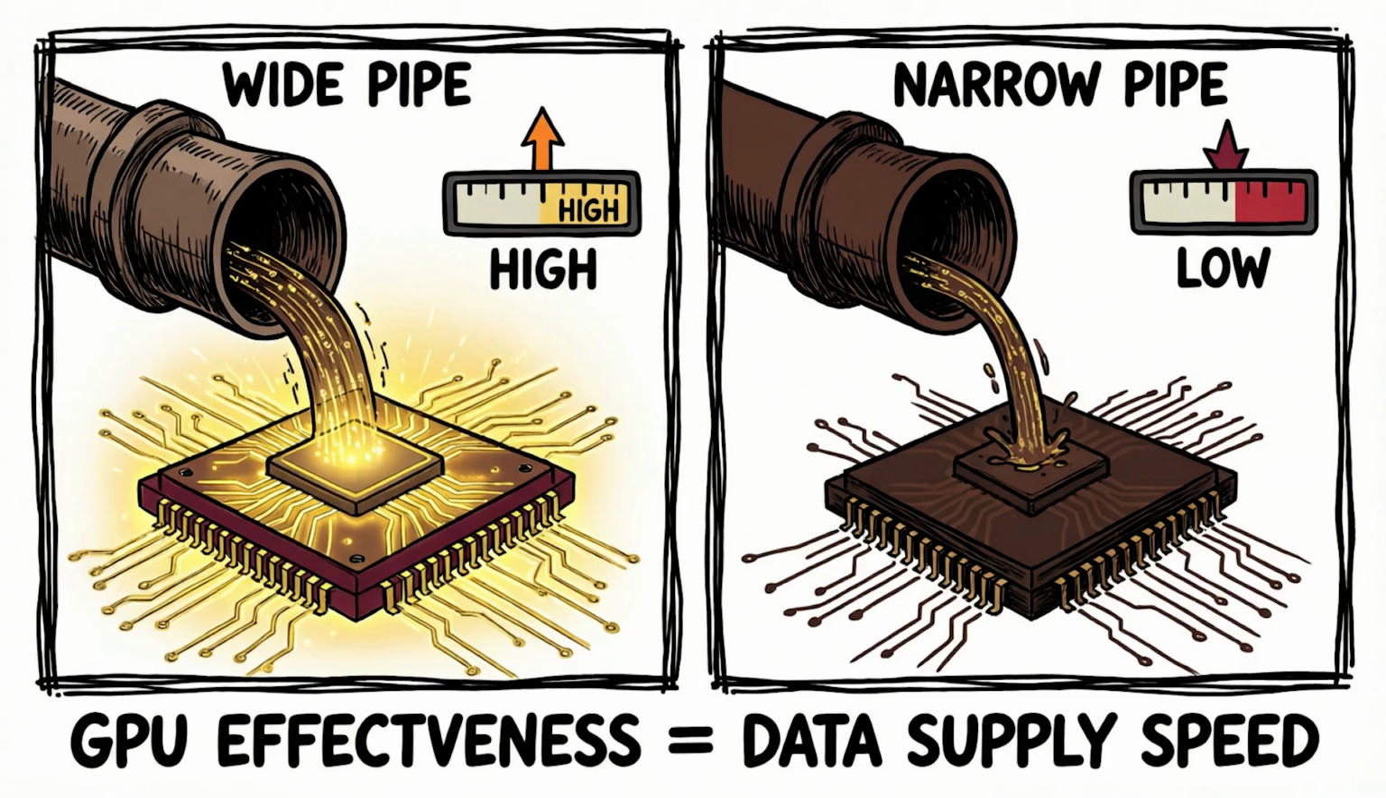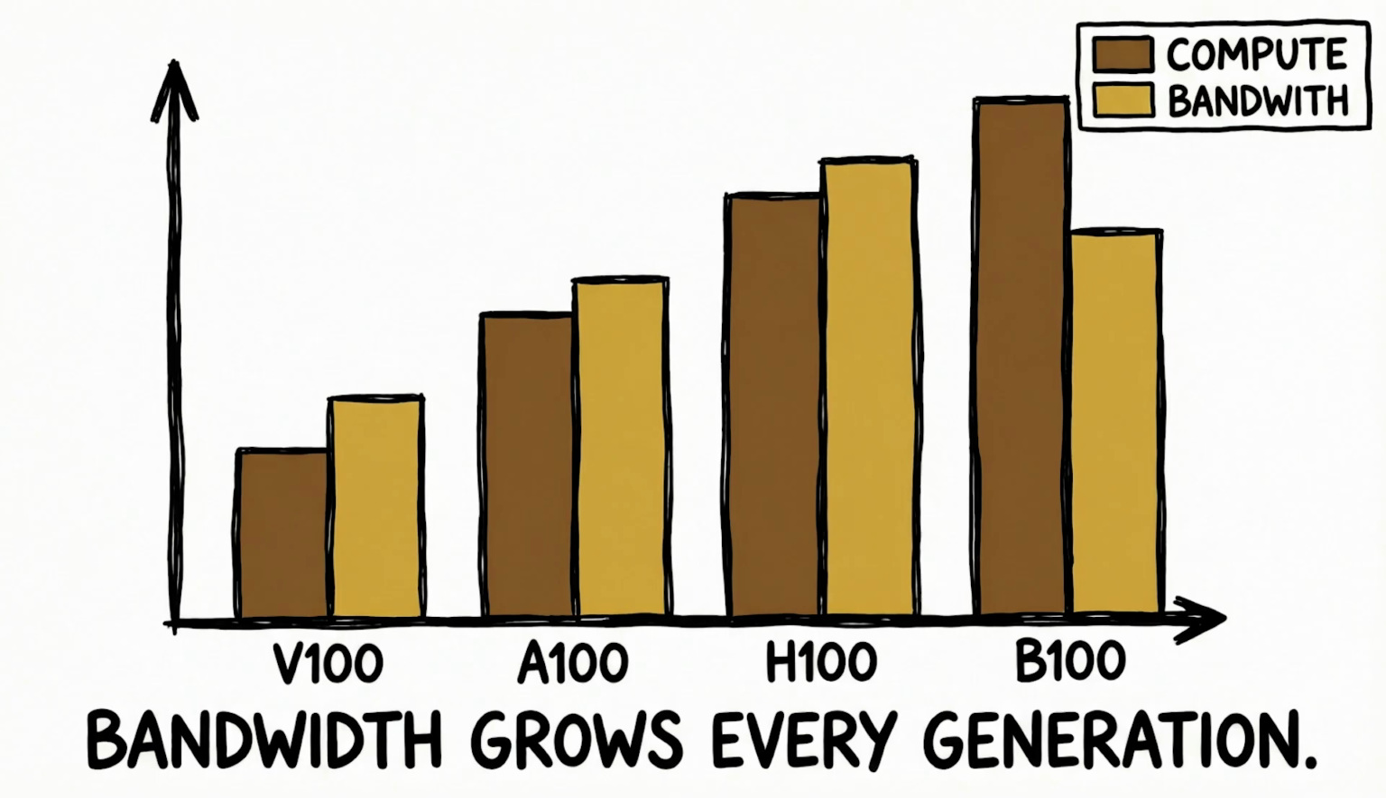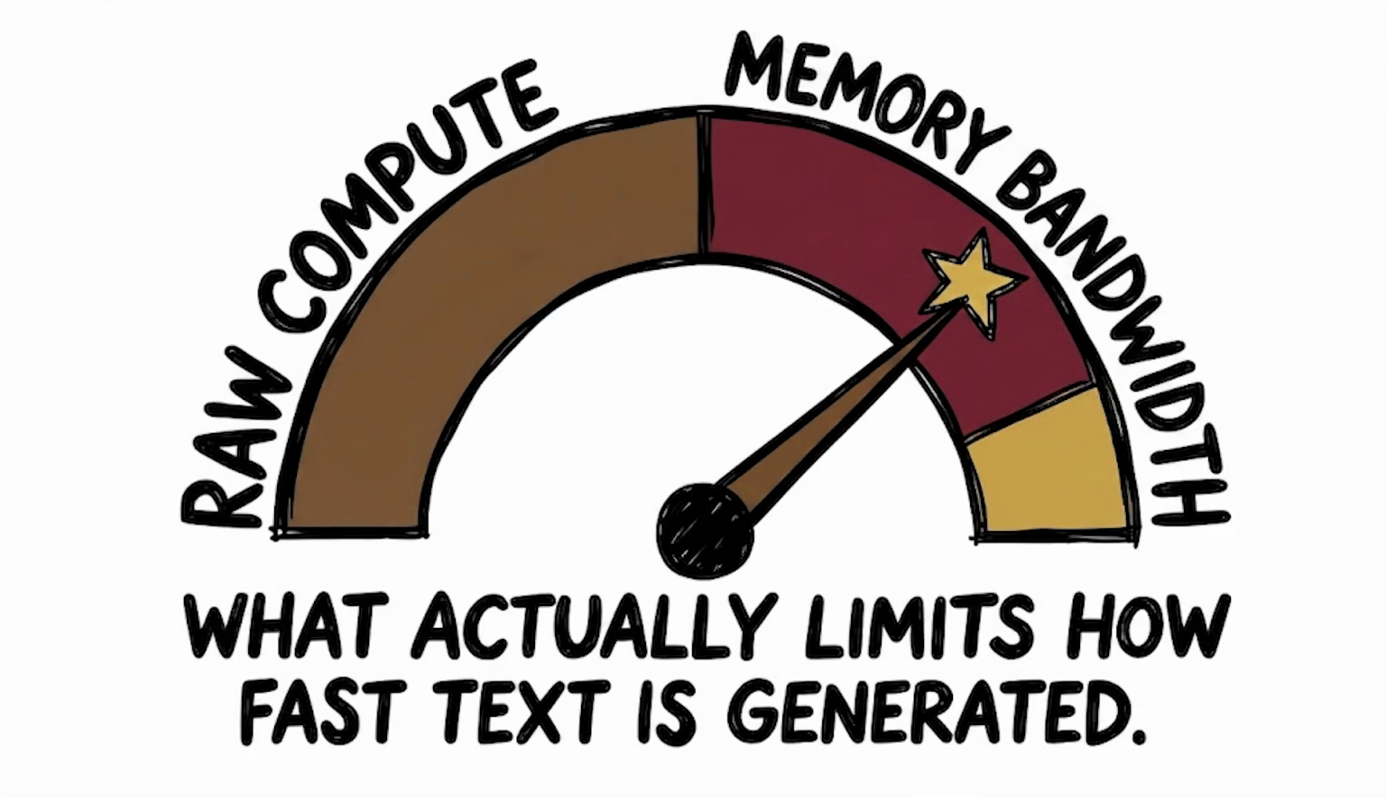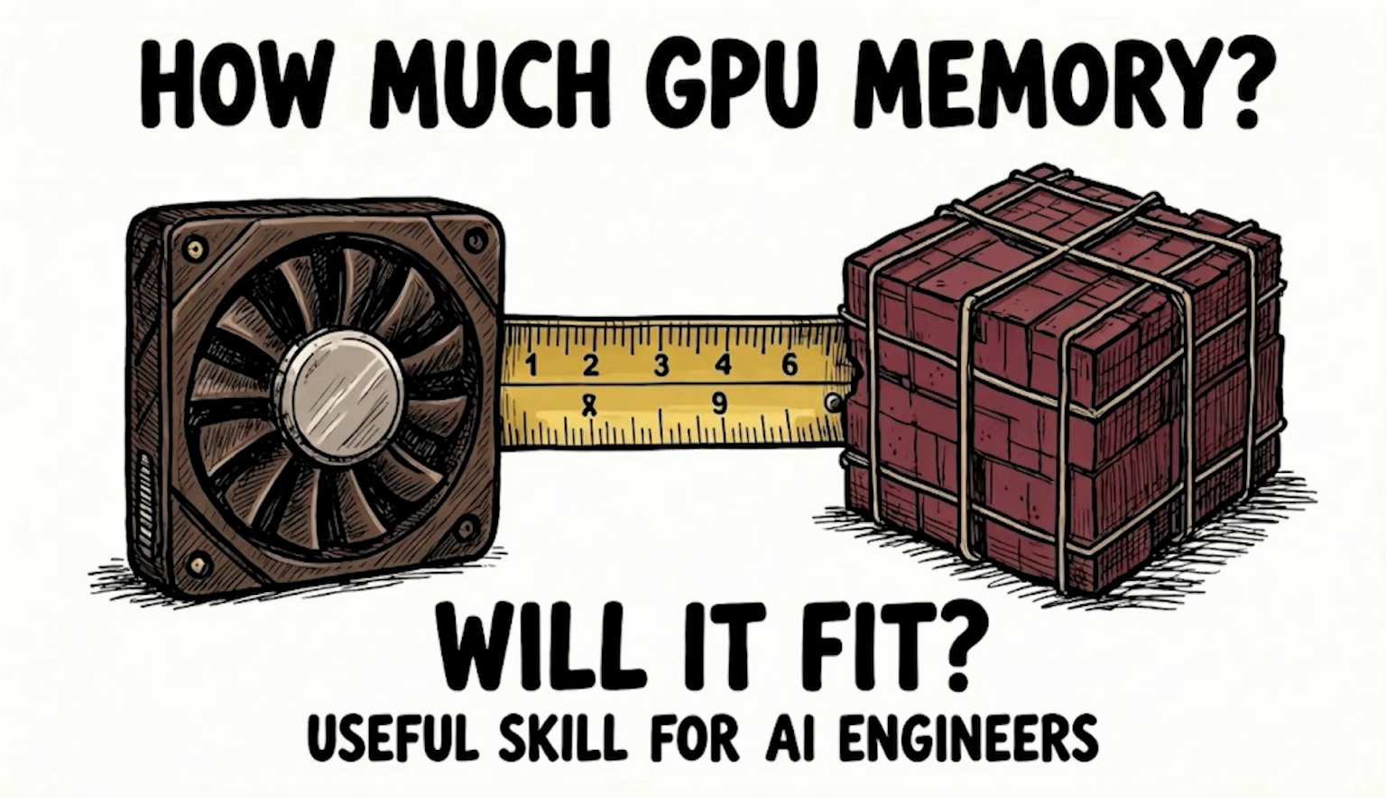That's why a GPU is only as effective as its ability to keep its processor supplied with data, and why modern AI GPUs don't just become more powerful with each generation, but also dramatically increase memory bandwidth. For many large language models, memory bandwidth, not raw compute, is the factor that ultimately determines how fast text can be generated. Now, let's look at how much GPU memory an LLM needs.